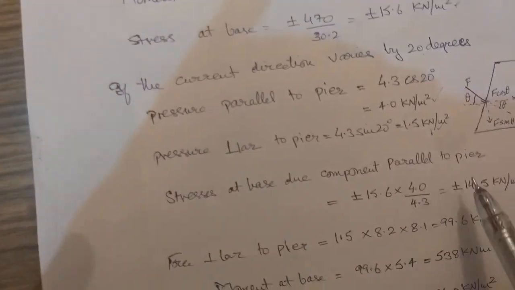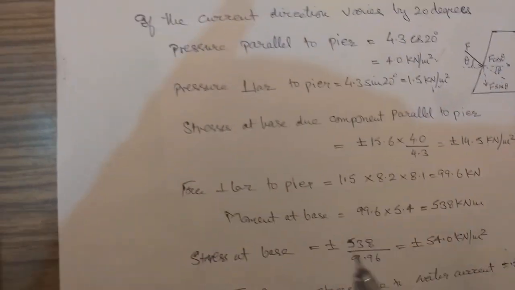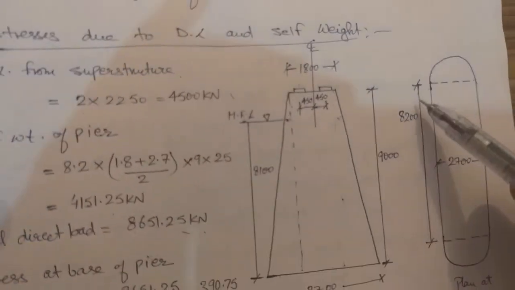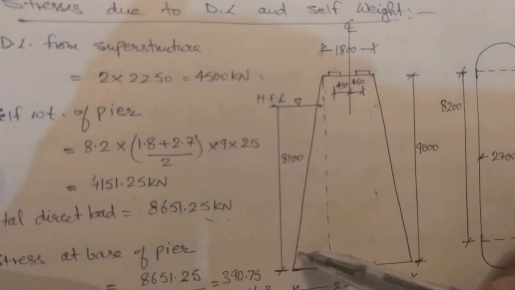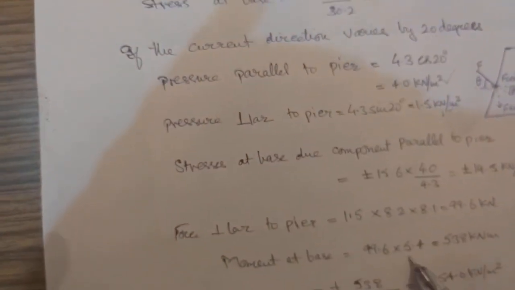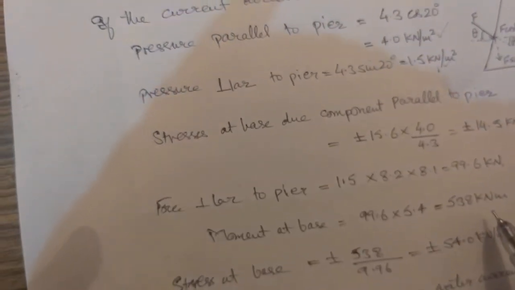The stresses due to the parallel component, which we have calculated as 15.6, when we compare this, it comes out to be 14.5 kilonewton per meter square. The force which is acting perpendicular will act on the surface area, that is 8.2 and 8.1, the portion where it is submerged in water. So this gives me a total force of 99.6 kilonewton. Moment at the base, it will be the horizontal distance, so it is 5.4. So this gives me 99.6 into 5.4, that is 53.8 kilonewton meters.